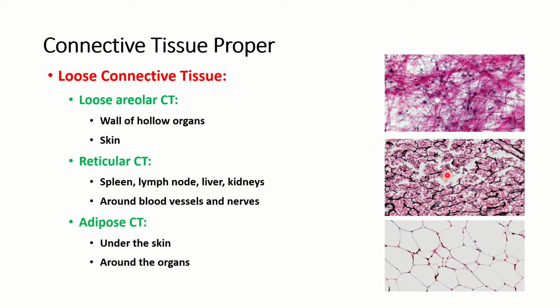Reticular, you have these short and thick fibers, and they are mainly in the solid organs, so in the spleen, liver, kidney, lymph node. But also you see it around some blood vessels and around nerves, for their protection. Adipose connective tissue contains lipids, so these are cells, adipocytes, and each one is filled with lipid or fat. So you see that in the hypodermis of the skin and also around the organs for their protection and support and insulation.